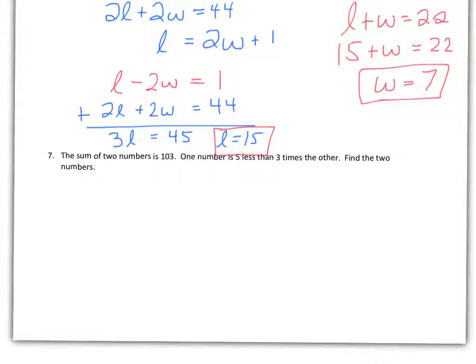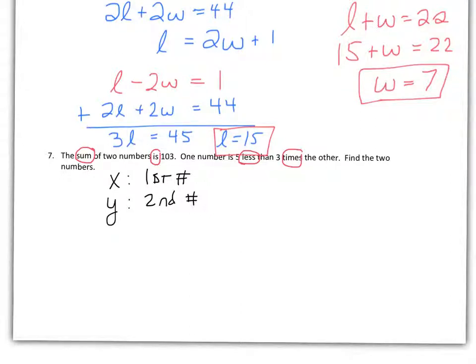Alright, 7. The sum of two numbers is 103. So we got another numbers problem. Remember, I told you that you could try to figure these out in your head if you can. But sum, again, is going to be addition. And we got is for equals. One number is 5 less than 3 times the other. So there's going to be some subtraction and some multiplication involved. Find the two numbers. So we define the variables. We said x is the first number and y is the second number.